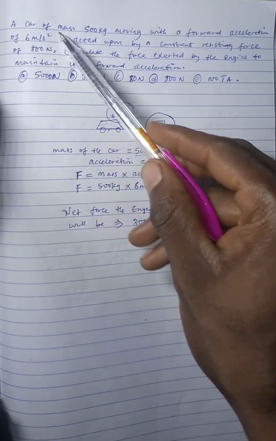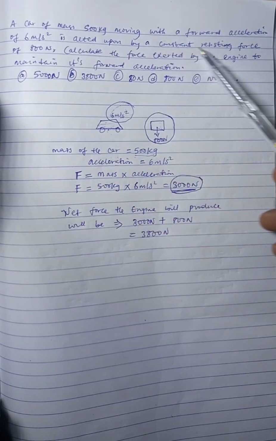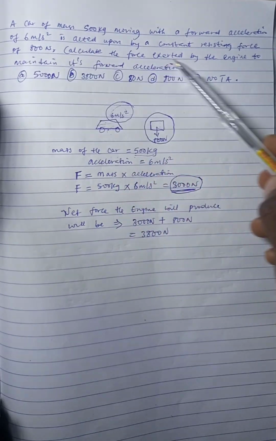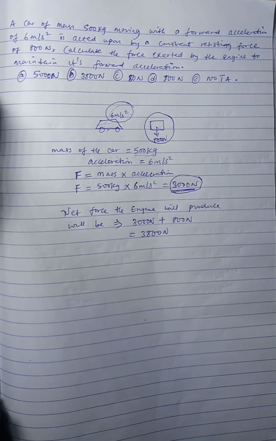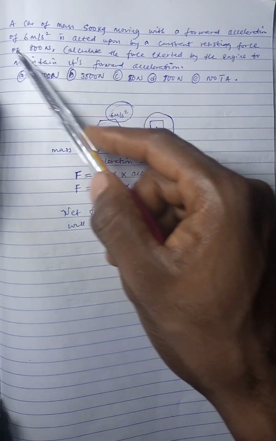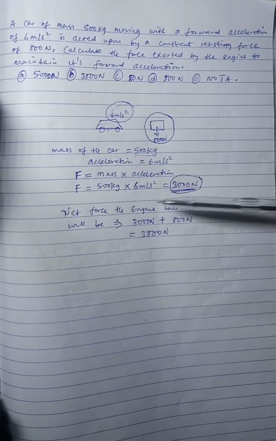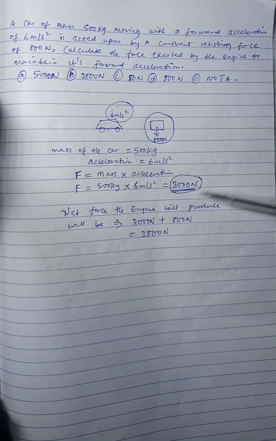A car of mass 500 kg moving with a forward acceleration of this is acted upon by a constant resisting force of this. Calculate the force exerted by the engine to maintain its forward acceleration, so that the acceleration is kept constant, it didn't change. So for the car to be moving, this is the mass of the car, this is the acceleration at which the car is moving. It means that the force the engine is producing to move the car is 3000 Newton.